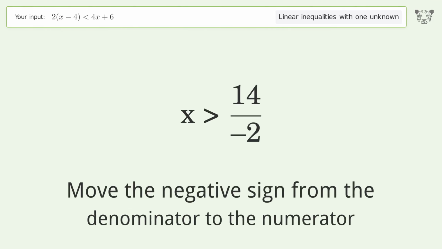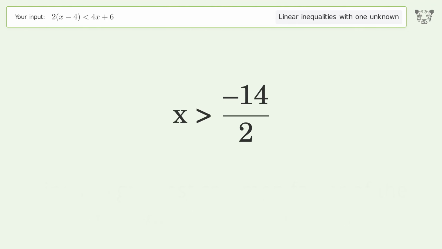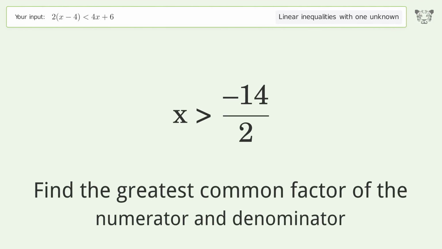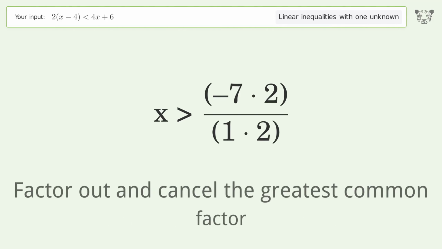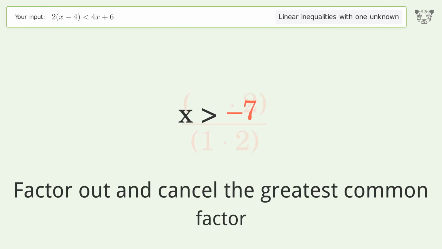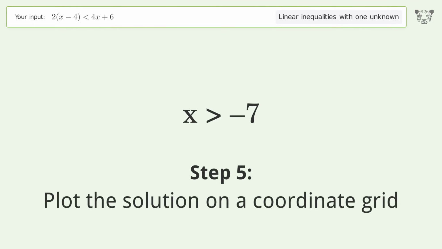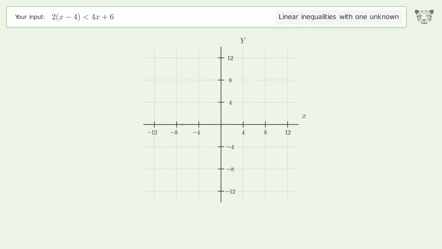Move the negative sign from the denominator to the numerator. Find the greatest common factor of the numerator and denominator. Factor out and cancel the greatest common factor. Plot the solution on a coordinate grid. And so the final result is x greater than -7.